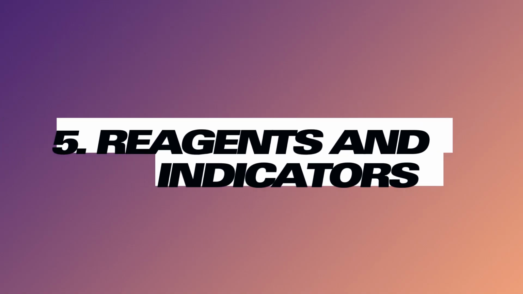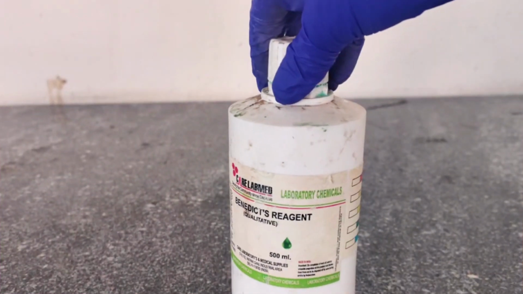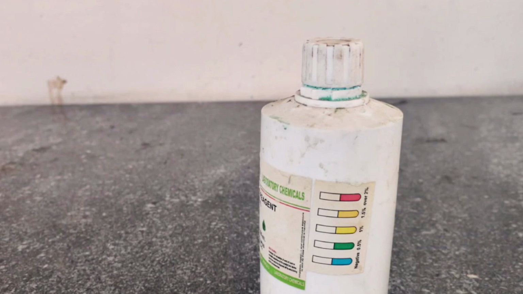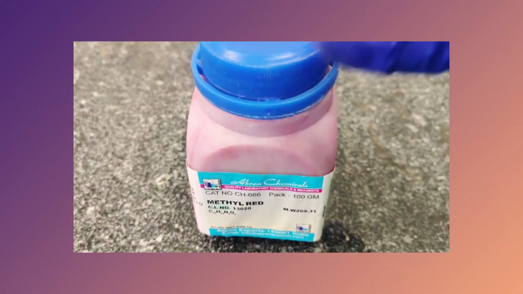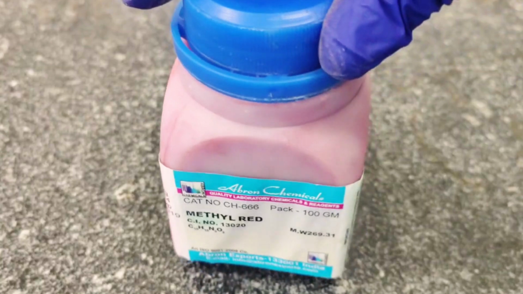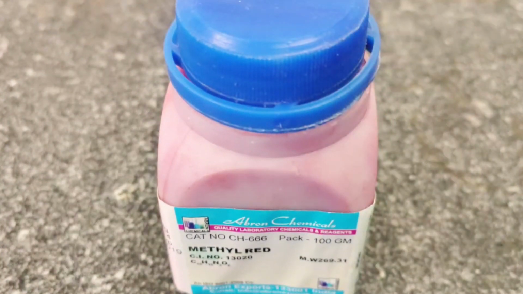5. Reagents and indicators. Moving on to reagents and indicators, these chemicals help facilitate reactions or indicate the presence of specific ions or compounds. Benedict's reagent, for example, is a solution that reacts with reducing sugars like glucose, changing color to indicate their presence. Methyl red is a pH indicator that changes color based on the acidity or alkalinity of a solution, making it useful in both microbiology and chemistry.